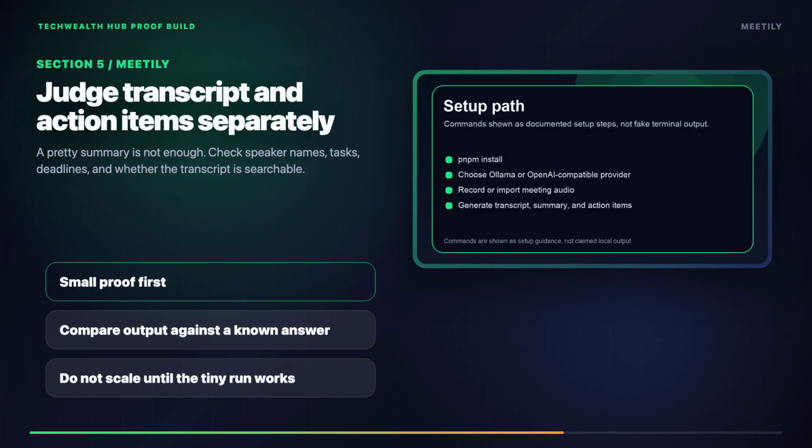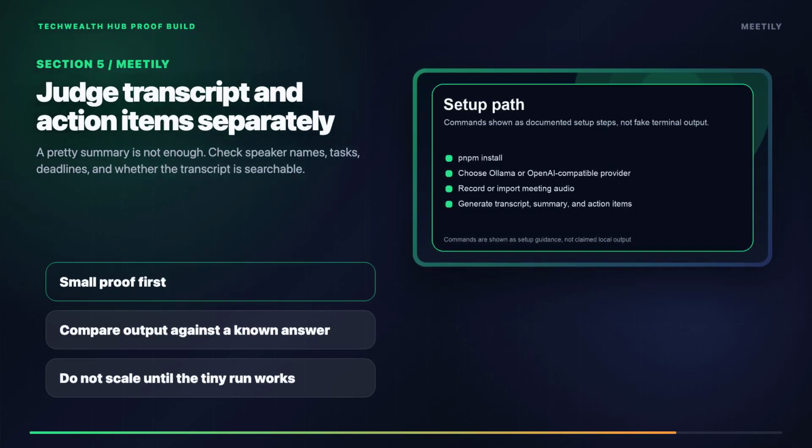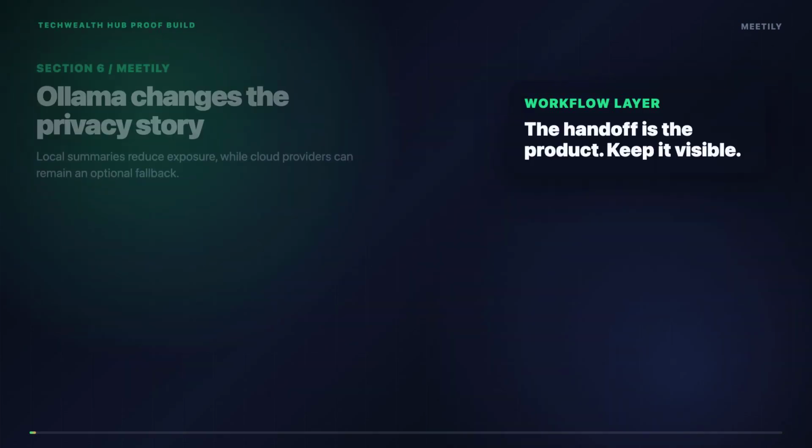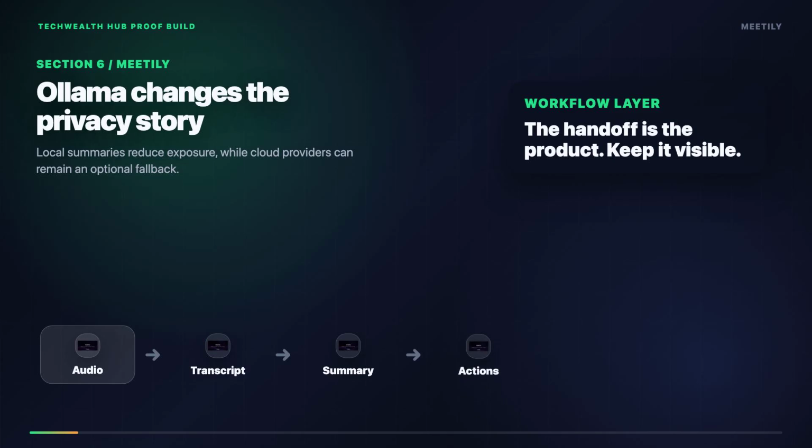Judge transcript quality and summary quality separately. A summary can sound polished while missing a decision. A transcript can be searchable while still needing speaker cleanup. Both checks matter. Ollama changes the privacy story. Local summaries reduce exposure, while cloud providers can remain an optional fallback.